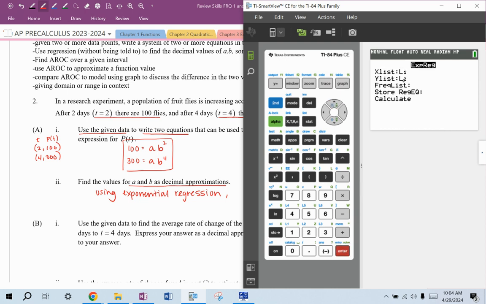This should say L1 and L2. If it says something else, you do second 1, second 2. Always store the regression equation into your y, because you might have to use this model to predict something and you don't want to use rounded values. So how do I store that? Alpha trace brings up this list and I press Y1.